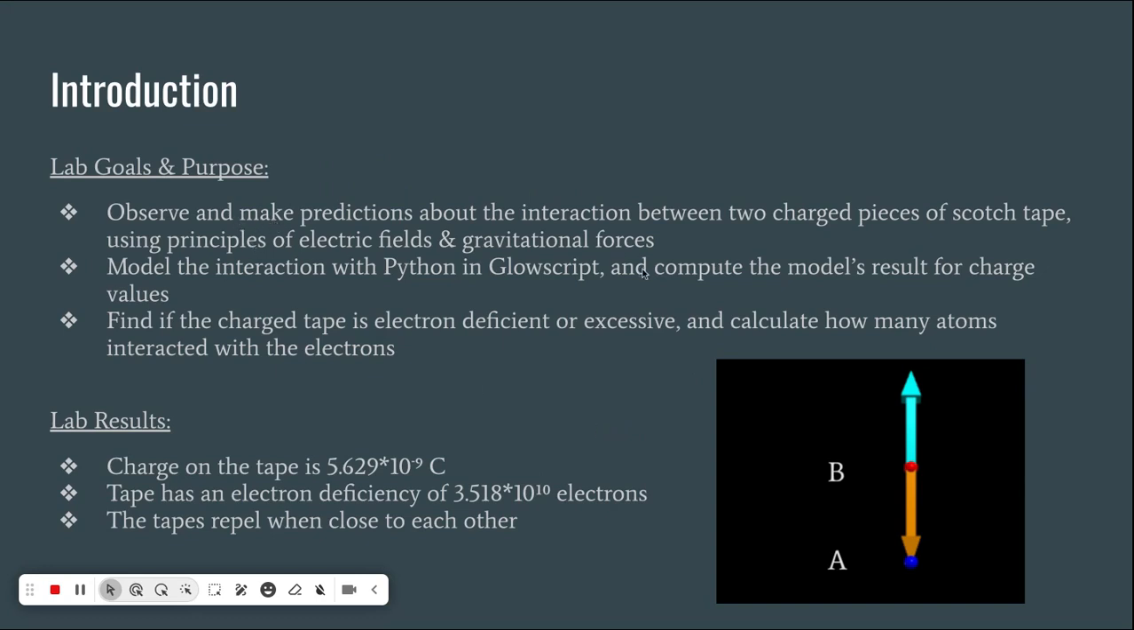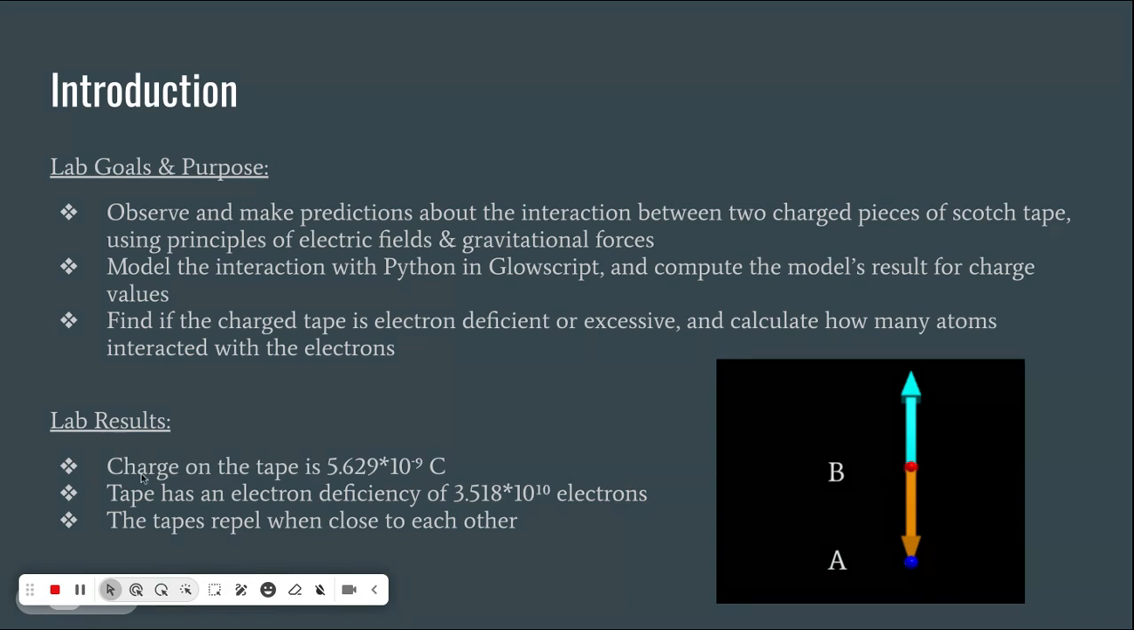Introduction. We want to see how two charged pieces of Scotch tape interact with each other using principles of electric fields and gravitational forces. I want to model the interaction with Python in Glowscript and compute various calculations such as the charge on the tape and electron deficiency. Speaking of electron deficiency, we want to find if the charged tape is electron deficient or excessive, and then calculate how the atoms interacted with the electrons and the ratio.